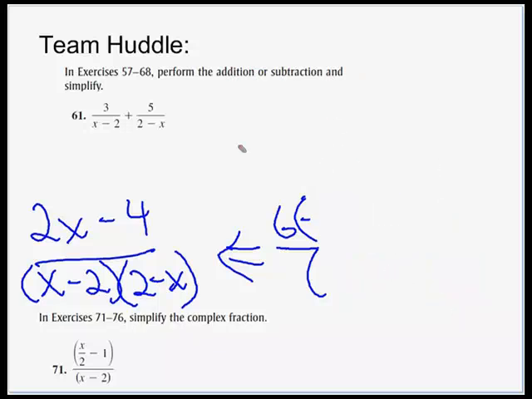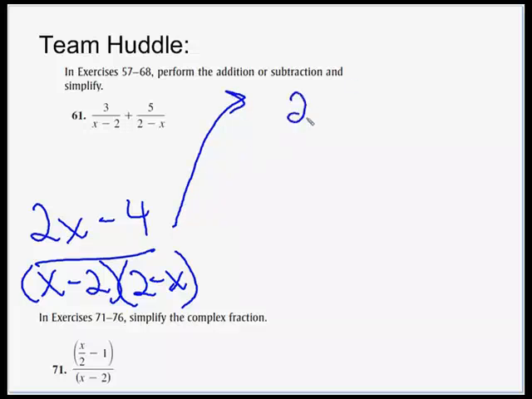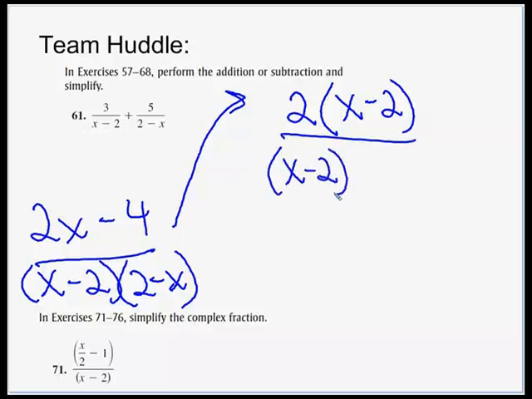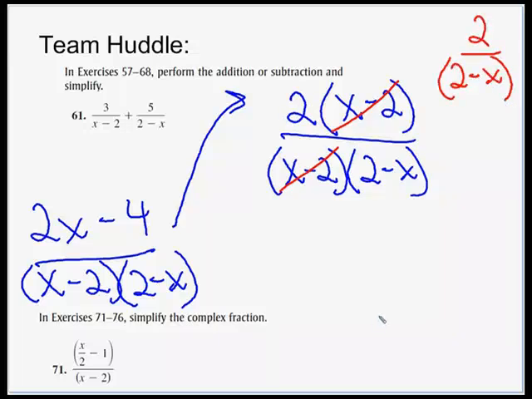Okay. It looks like we can factor a 2 out of the numerator. I'm going to hop up here. Factor out a 2. 2 times the quantity x minus 2, over, look at that, quantity x minus 2 times quantity 2 minus x. And it looks like we're going to have these cancel, and we're left with 2 over quantity 2 minus x. Okay, that's one way to do it, and that's kind of the long way. That took quite a bit of doing.